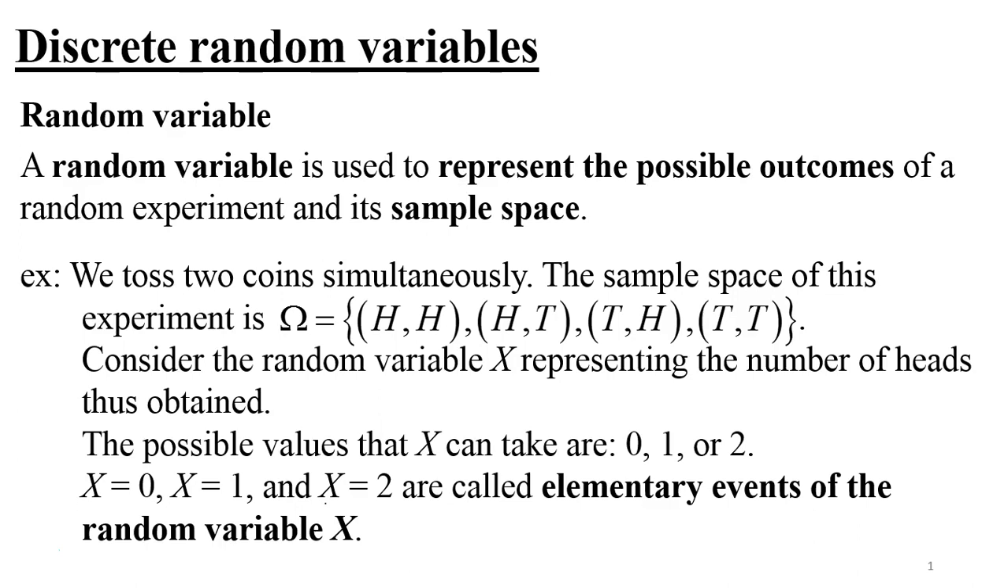So if we were to make sense of this variable, we could just look at the example we have here. We are tossing two coins simultaneously. Now the sample space of this random experiment would be represented by this set omega, which consists of four ordered pairs: head-head, head-tails, tails-head, and tails-tails. And you could determine this sample space by making a simple tree diagram.